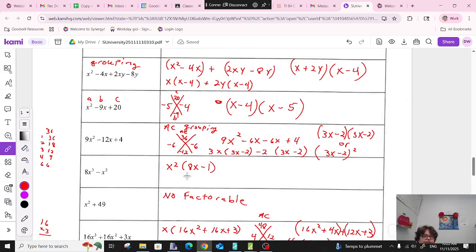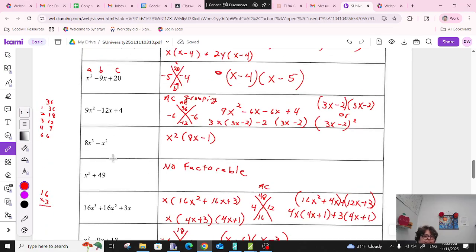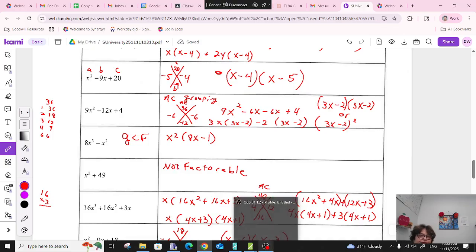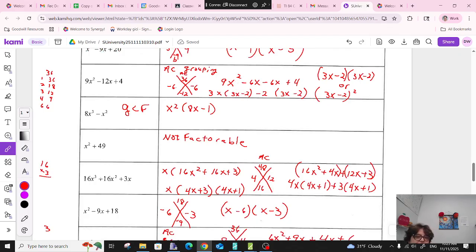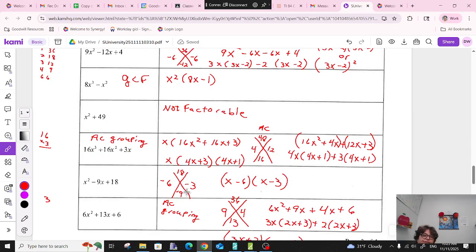This one was just GCF. Here, this one's GCF. This one's not factorable. I put no factorable. It should be not factorable. This one was AC grouping again. This one was just your X puzzle.